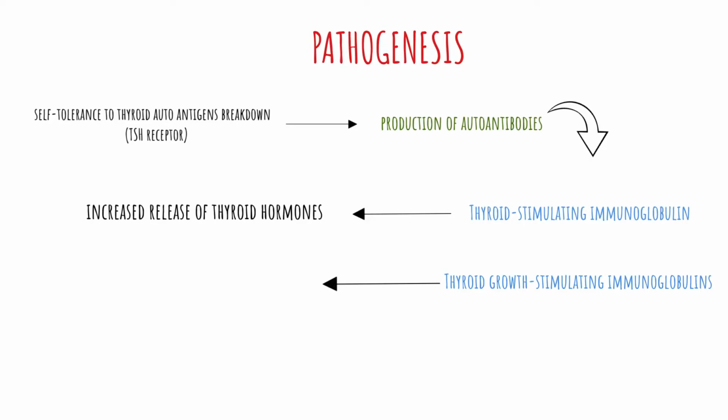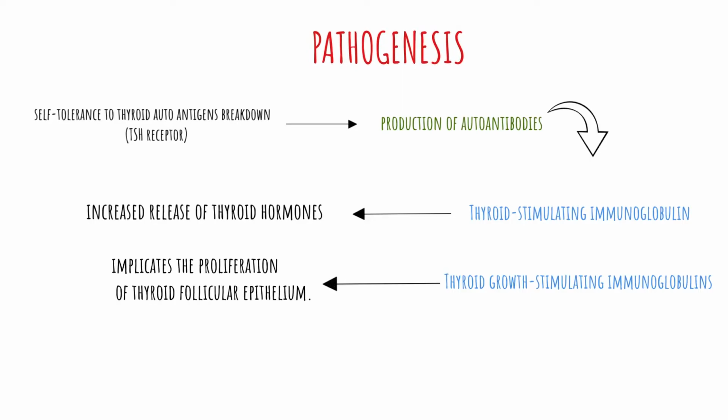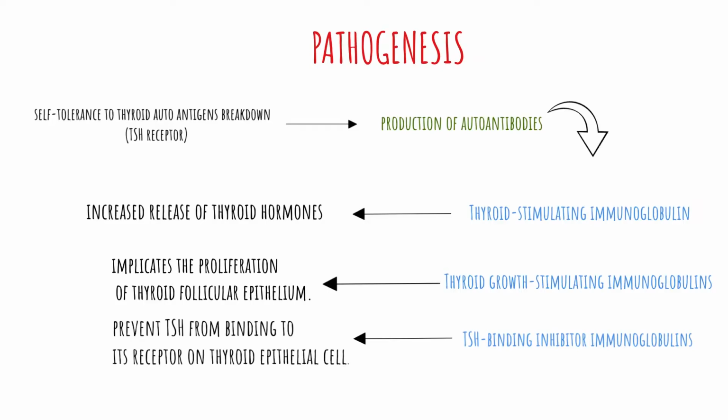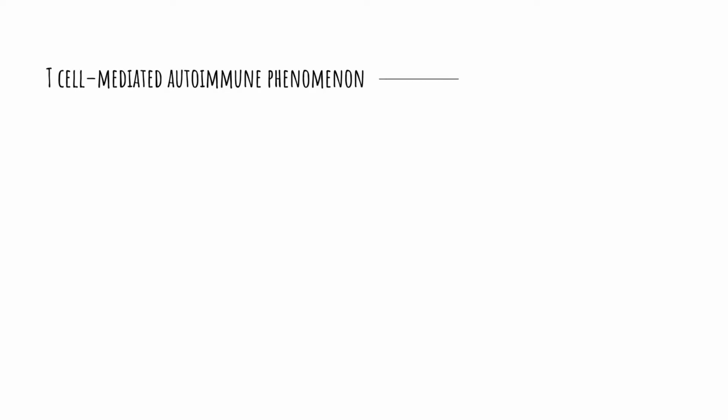Thyroid growth-stimulating immunoglobulins, also directed against the TSH receptor. These antibodies have been implicated in the proliferation of thyroid follicular epithelium. TSH-binding inhibitor immunoglobulins. These anti-TSH receptor antibodies prevent TSH from binding to its receptor on thyroid epithelial cells and in so doing may actually inhibit thyroid cell function. The coexistence of stimulating and inhibiting immunoglobulins in the serum of the same patient is not unusual, a finding that may explain why some patients with Graves' disease spontaneously develop episodes of hypothyroidism.